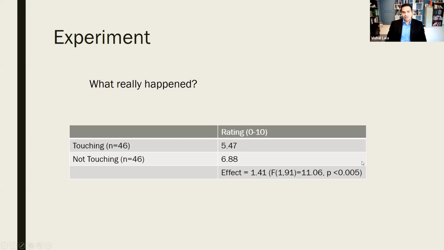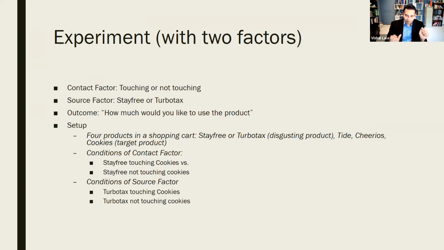In other words, Gavin's team then established that touching somehow makes the desirable product less likable. In other words, product contagion is real. Now, one could argue that, or Gavin's team wanted to dig deeper to understand what is it about Stay Free that made the cookies less desirable.